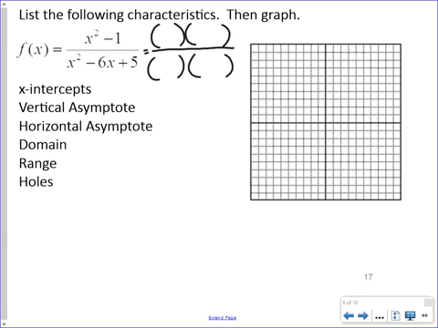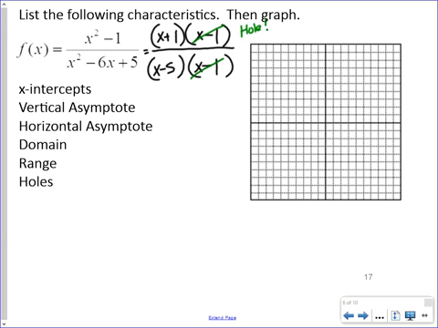Were you able to factor the numerator? How does it factor, Sahil? X plus 1, x minus 1, that's the difference of perfect squares. And can we factor the denominator? What does that factor to be? X minus 5, x minus 1. What do you notice? X minus 1 cancels. So that means we have a hole.